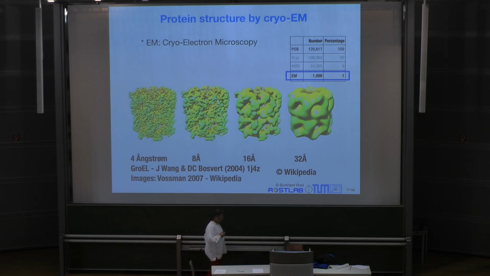Now, the downside to cryo-EM is the resolution. What you get out of a cryo-EM can be on this level here, and you see the number 32 angstrom. An angstrom is 10 to the minus 10 meters, so this is essentially 0.1 nanometer. 32 is 3.2 nanometers, then 16 angstrom, 8 angstrom, and 4 angstrom resolution. That essentially means how small the object is that you can really see.